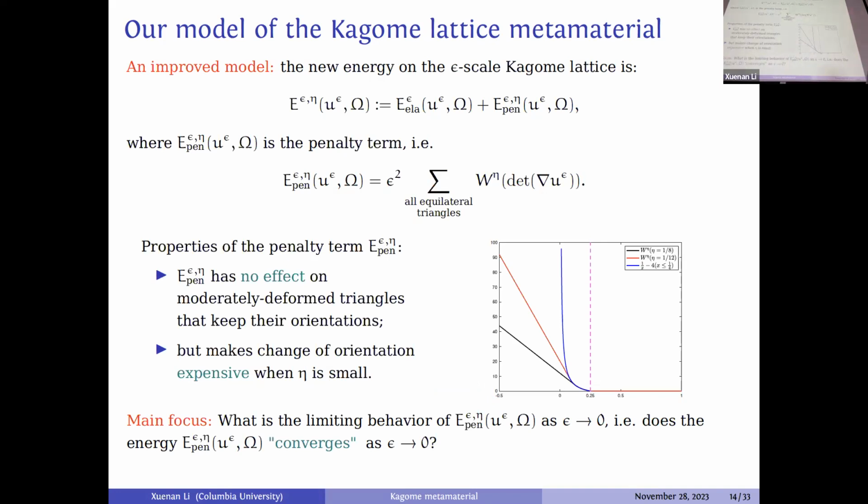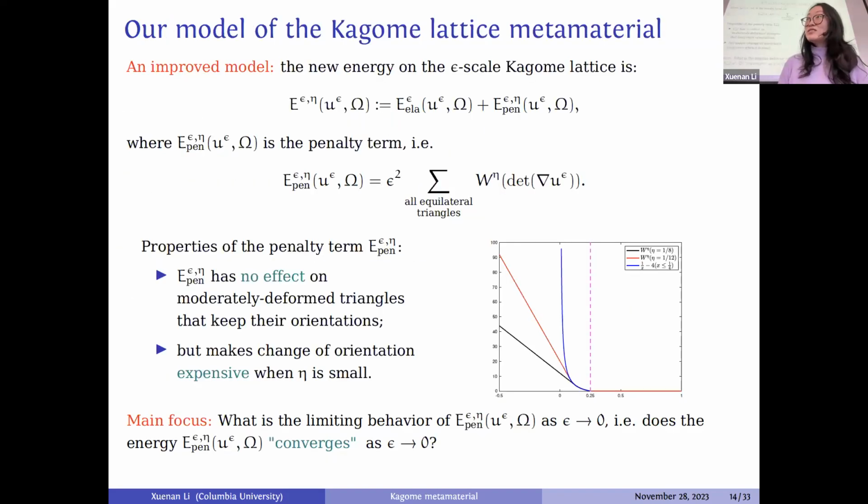So the question here is, now that I have defined the energy, which is more reasonable and more physical, I want to study the effective behavior. The energy depends on epsilon, which is the lattice spacing, and also on eta, which is some kind of penalty term. When eta is small, I have a huge penalty, and I take epsilon goes to 0. That's going to be my effective energy. How we define this convergence by taking epsilon to 0 is going to be some gamma convergence.